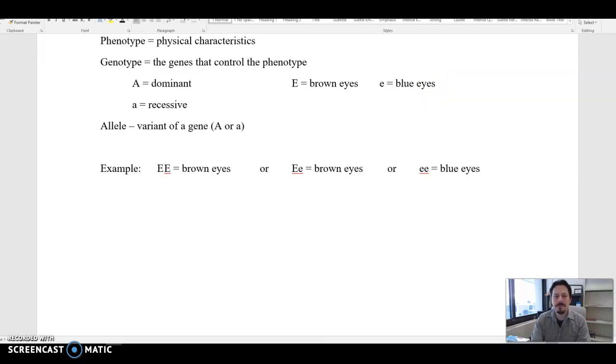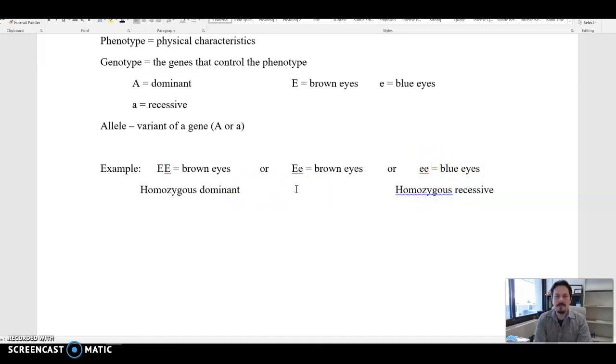We have terms for these genetic sets. If you have big E, big E, we call that homozygous dominant. The term homo means same, and zygous refers to genes, so they're the same genes, and they're dominant. They're the big E. If you have the small e, small e, we call that homozygous recessive, because they are both the same. Here's the homo, they're both the same, and they're the recessive allele.